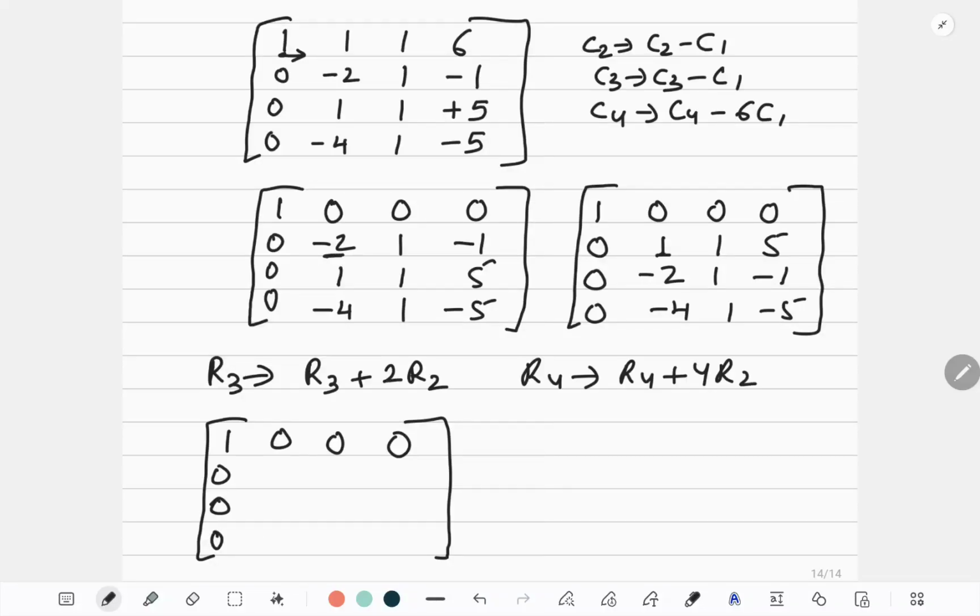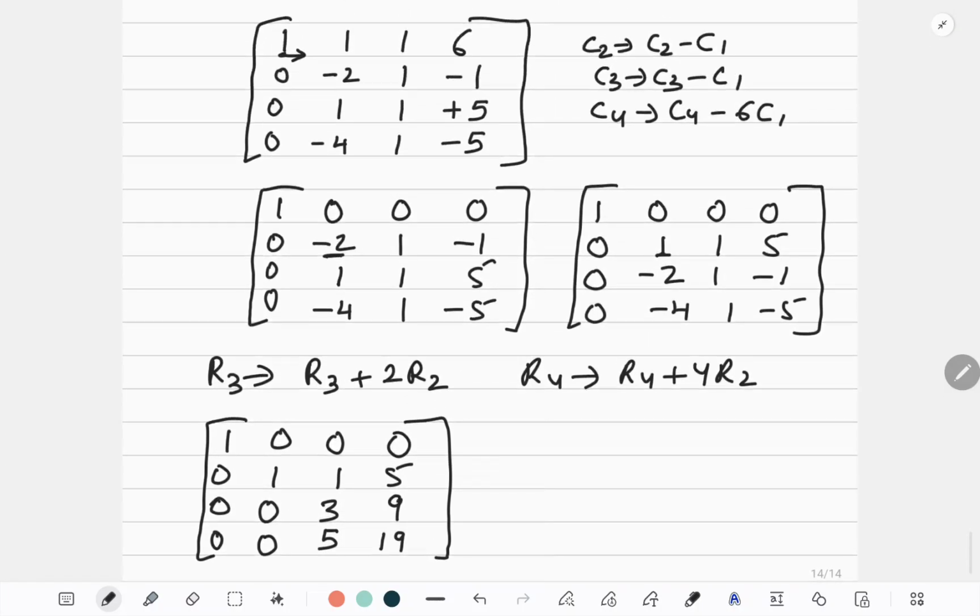Now next step, 1 1 5 no change. In R3 I have to change, right? So 0. Now 1, see 1 plus 2, 3. Minus 1 plus 10, so 9. Now here again 0. 1 plus 4 is 5. Minus 5 plus 20, so 19.